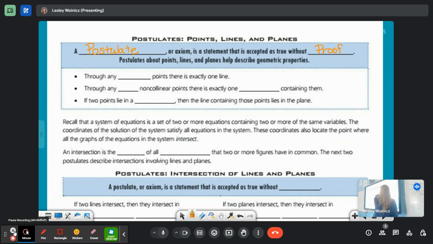Through any 2 points, there is exactly 1 line. Another way that you will hear this stated is that 2 points define a line. Have you heard that yet?